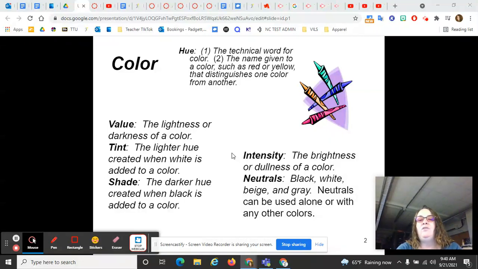And then you have your neutrals. Neutrals will not be on a color wheel. Okay, they're going to be your blacks, your beiges, your grays, your whites. Neutrals can be used alone. However, they also can be used with any color on the color wheel. Now, some look better than others, but in concept, all neutrals can be put with colors.